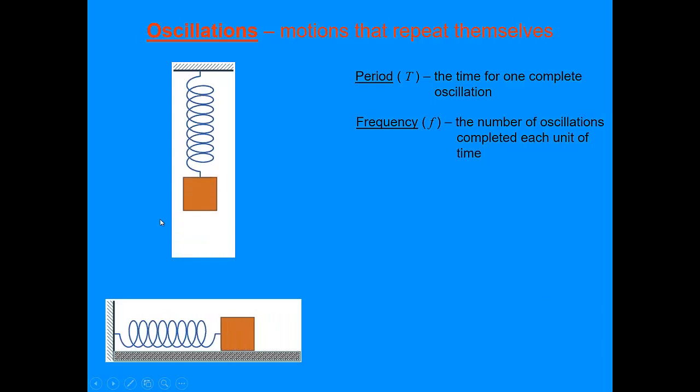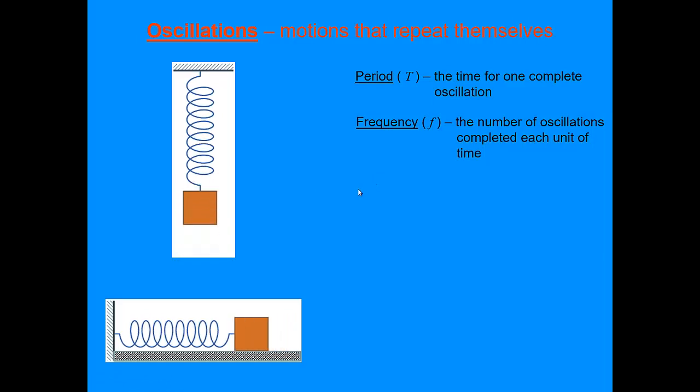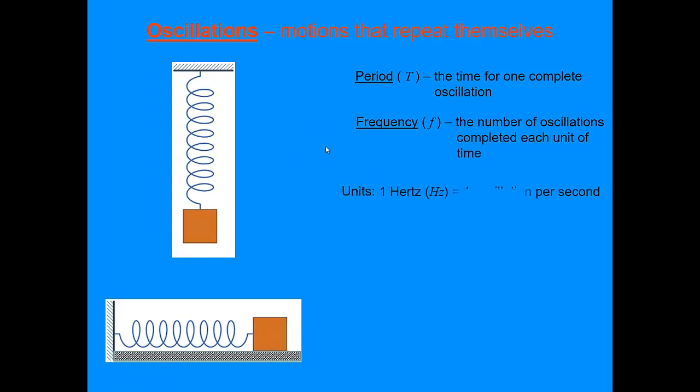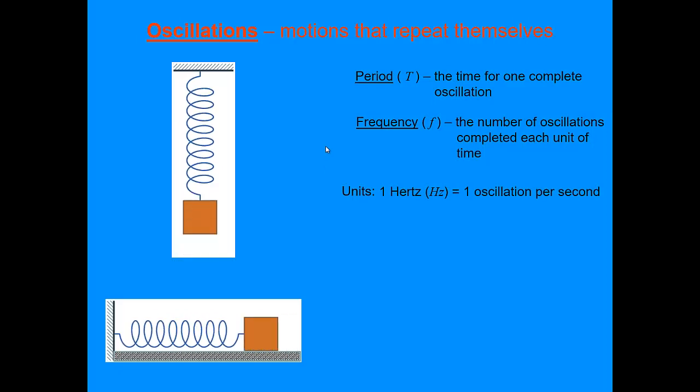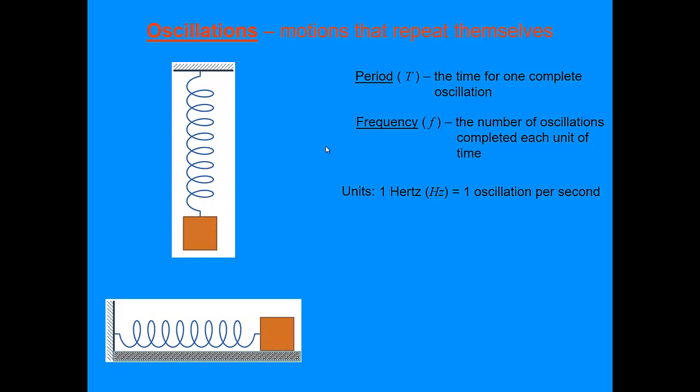How many oscillations, how many vibrations do they complete each unit of time? For a mass on the end of a spring, if we start at the top, it would be how many times does it go from the top to the bottom, back to the top again, every second, every minute, every hour. Most commonly, we use units of oscillations per second, which are known as Hertz, named after a German by the name of Heinrich Hertz, who did a lot of work with sound and those kinds of things.